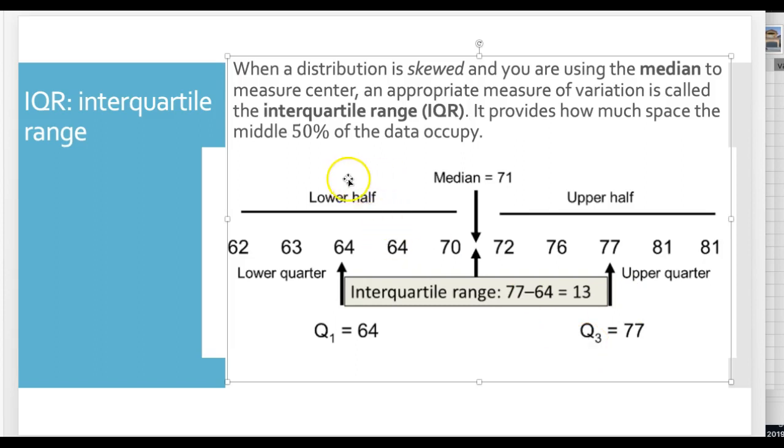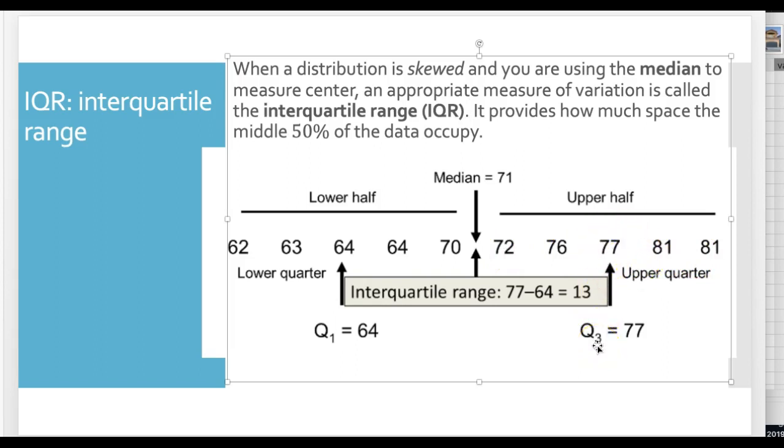What I do with this lower half is find the median of the lower half. Here I have 1, 2, 3, 4, 5, so I have an odd number. This middle number is the median of the lower half. This median of the lower half is the first quarter, which is 64. Now I repeat the same process for the upper half by finding the median of the upper half. Once again, it has an odd number of observations, so this middle value, 77, is the third quarter.